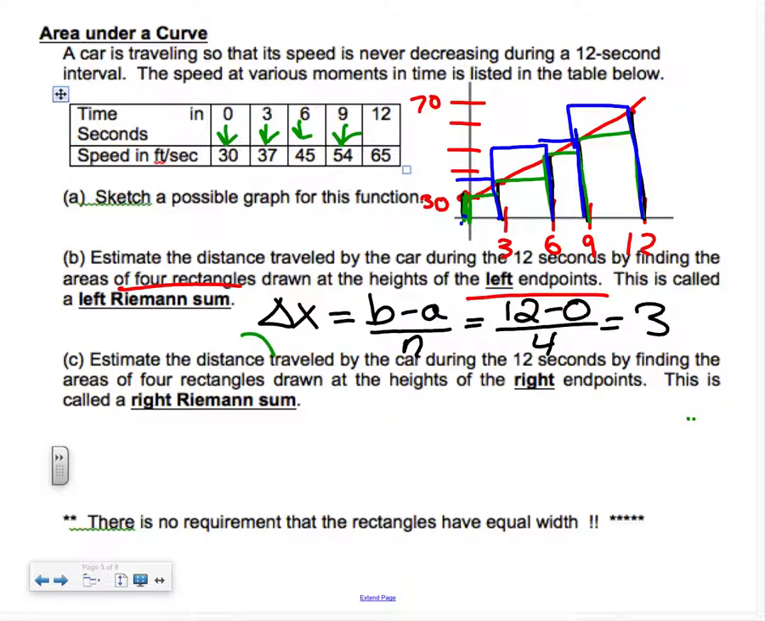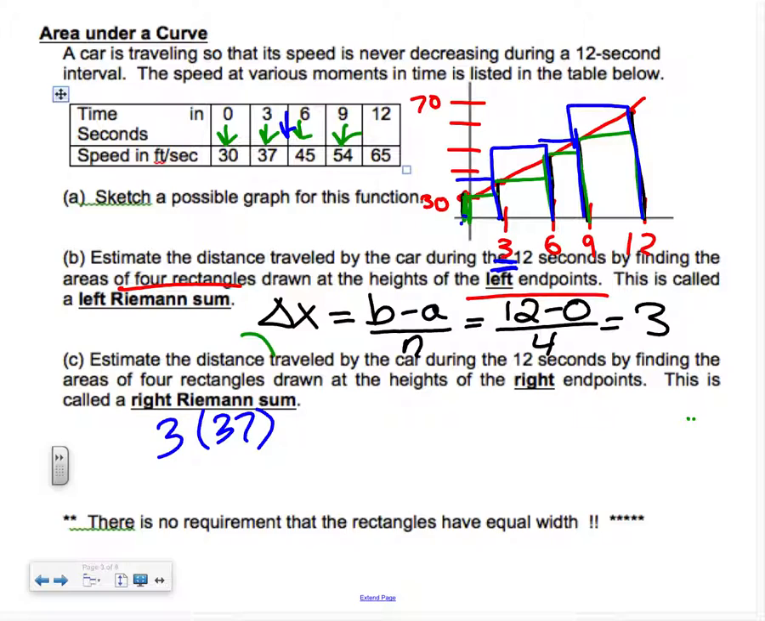So rather than starting at 0, I'm going to start right here at 3. So my width of my rectangles is still 3, but now the height here would be f of 3. So I would start this sum here. So f of 3 is 37.